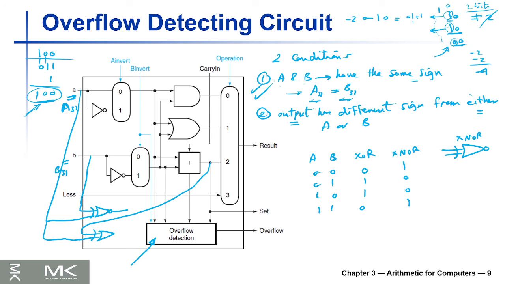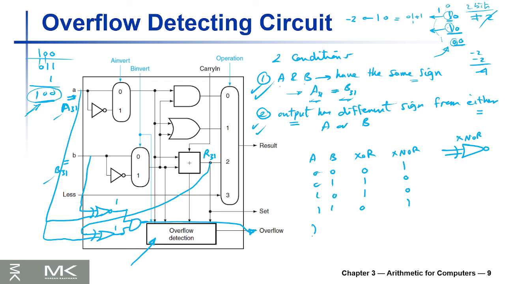The last bit. So this is basically result 31. If this is A31, this is B31, this is result 31, bit 31 of the result. So if this is 1 and this is 1, that means that the two conditions are satisfied and we have overflow. So we should use an AND gate here because this is the overflow.